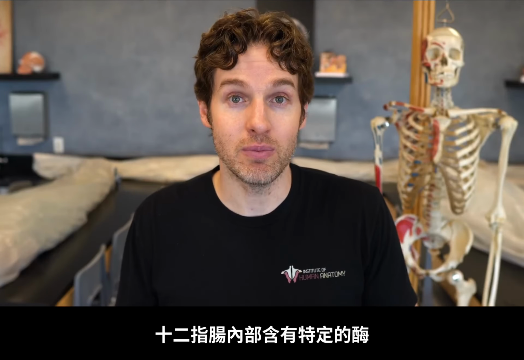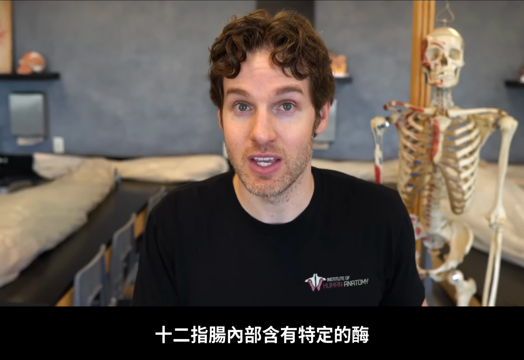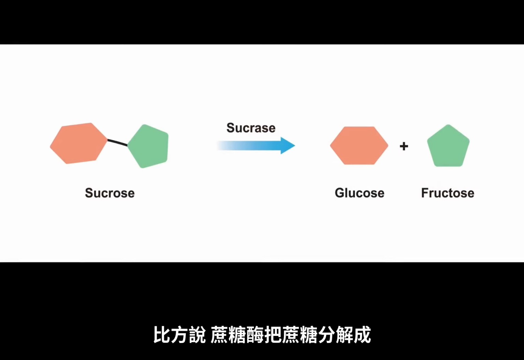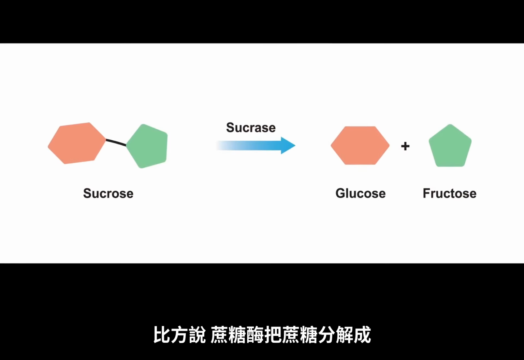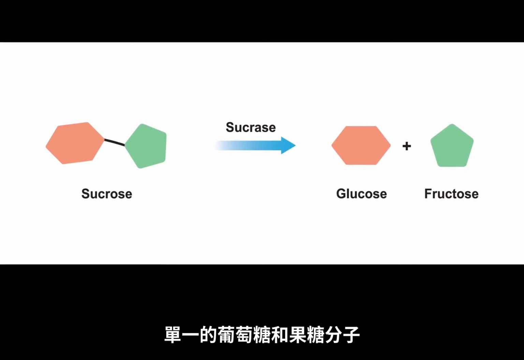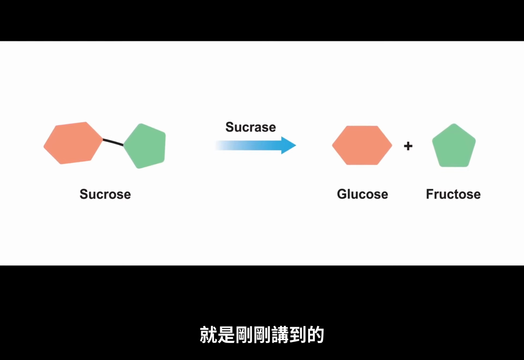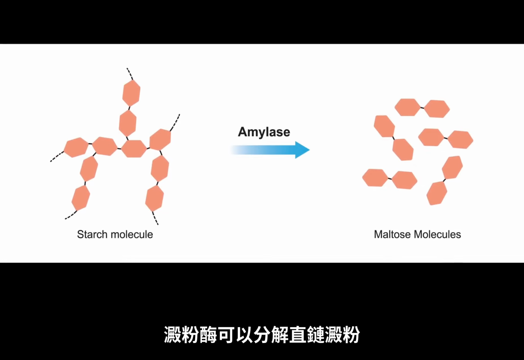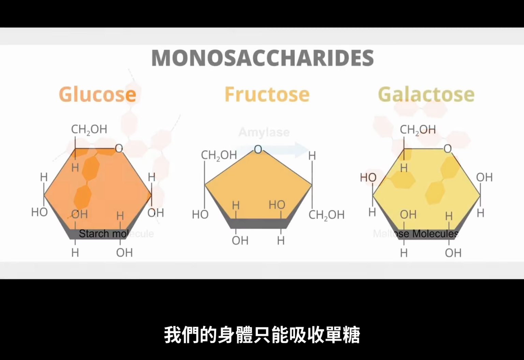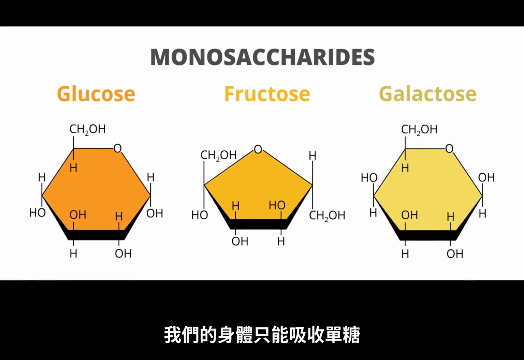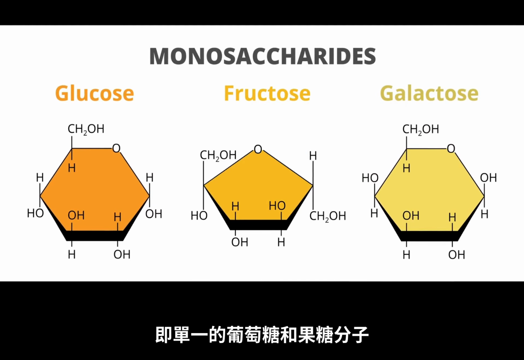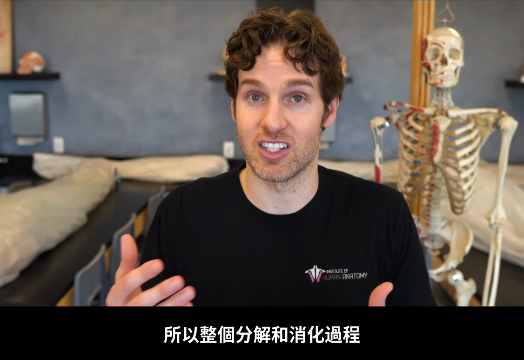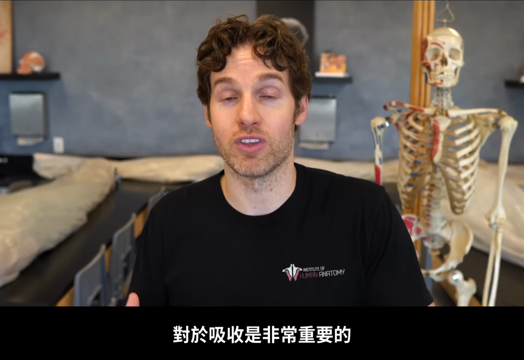Now, the duodenum contains specific enzymes that can break down specific types of carbohydrates. For example, sucrase will break down sucrose, the table sugar, into the individual glucose and fructose molecules that we talked about earlier. Amylase is a specific enzyme for breaking down amylose. And what's important to understand is that our bodies can only absorb the monosaccharides, meaning the individual glucose and fructose molecules. So you can see that this breakdown and digestive process is important for the absorption.